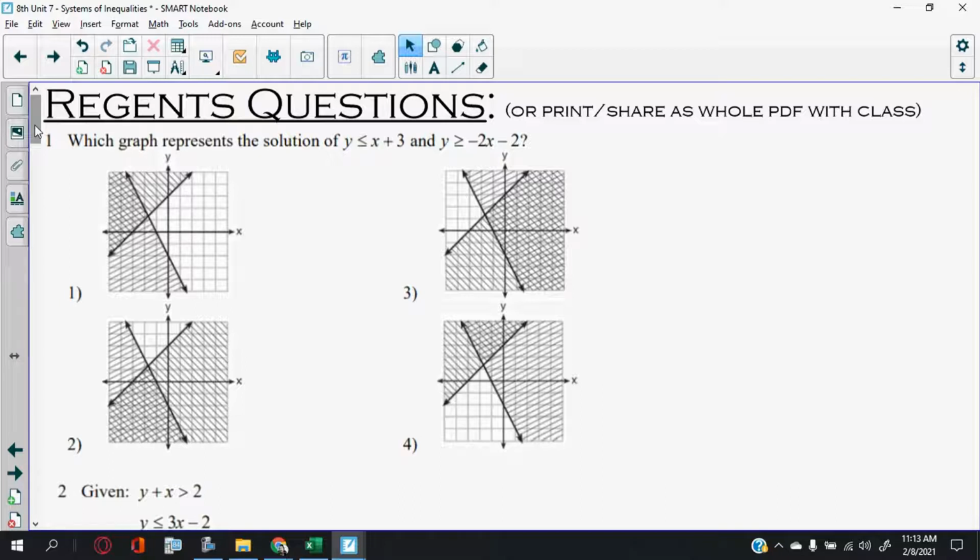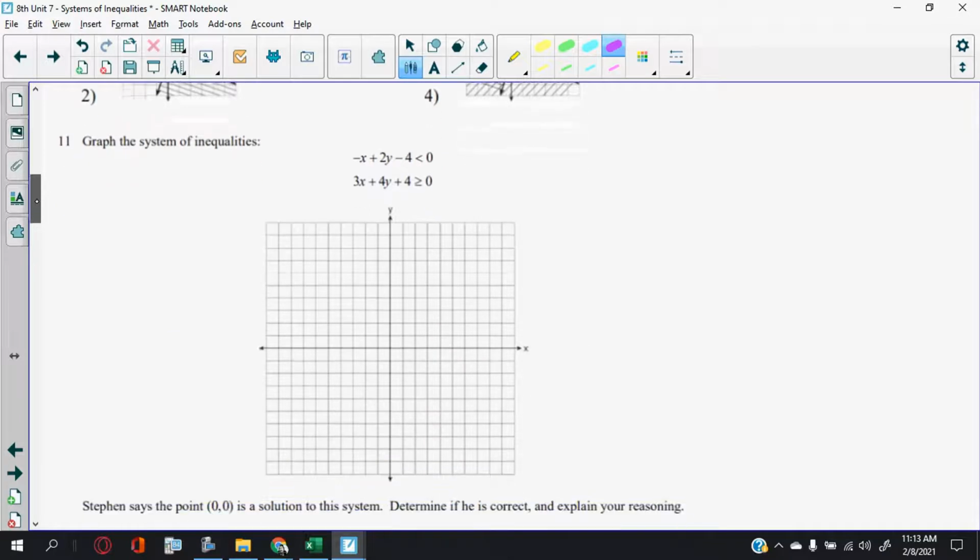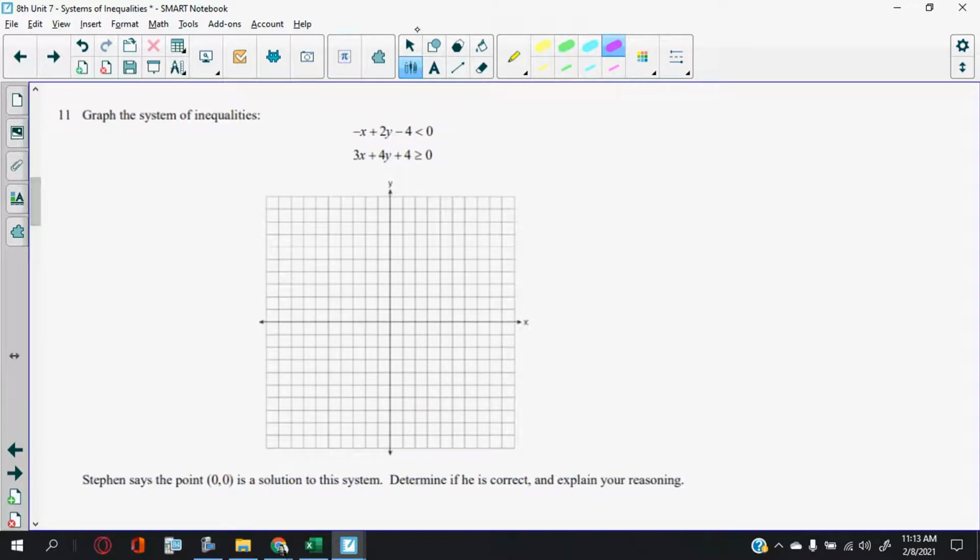Okay, let's go through these and let's start. Now number one, right? If you put these 2 equations into the graphing calculator, you can just pick one of the 4 choices. Same thing here, right? Now, careful, this one's in standard form, so you have to convert. And then you pick one of the 4 answers. Here, graph the systems.